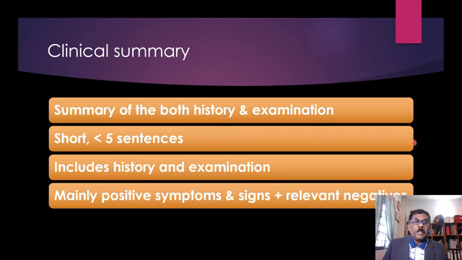Okay, after the history and the physical examination, you make a clinical summary of your patient's problem. The summary of both history and physical examination should be short, if possible within 5 sentences. It should include history and the examination, and should be mainly of positive symptoms and signs, plus the relevant negative symptoms and signs that you have got.